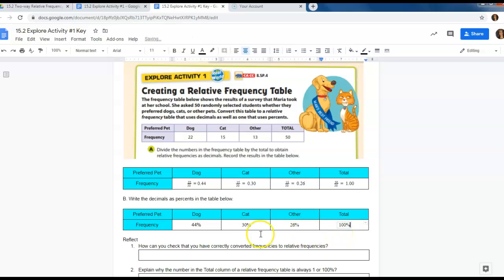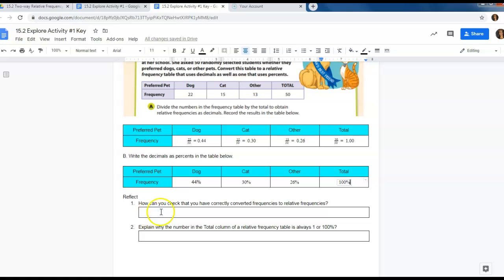Now, how can you check that you have correctly converted frequencies to relative frequencies? I kind of gave you a hint with the percentages, but here I can also add 44 hundredths plus 30 hundredths plus 26 hundredths, and that should give me the 1. And it does. 44 cents plus 30 cents is 74 cents, plus 26 gives me 100 cents, which is $1, which is 1.00. Okay, so you can complete sentences.